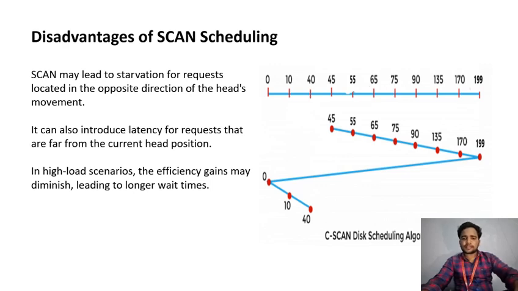Here in this diagram we can see C-SCAN. It moves in the forward direction and comes back to 0 and starts again. But SCAN is not like this. It comes back and completes, and at last it reaches 0.